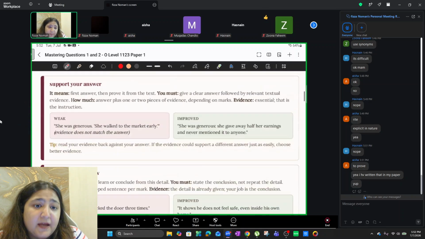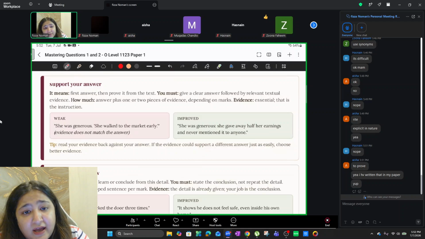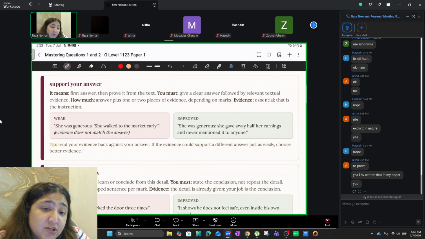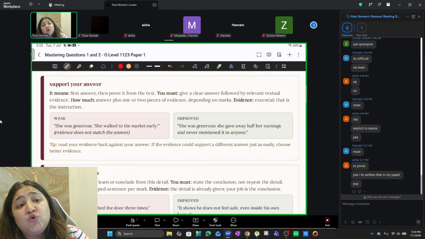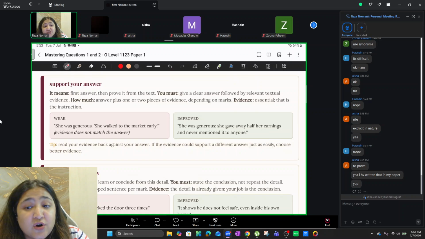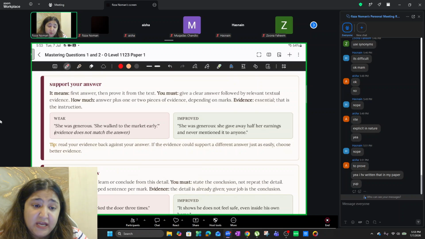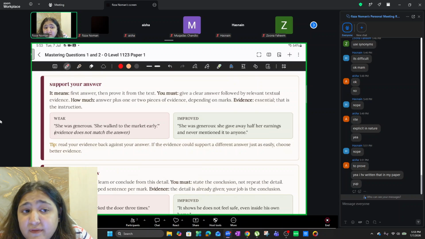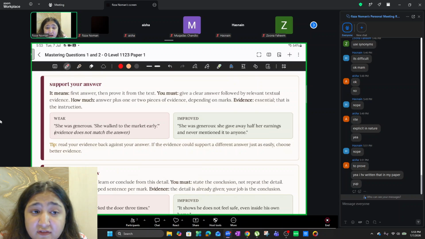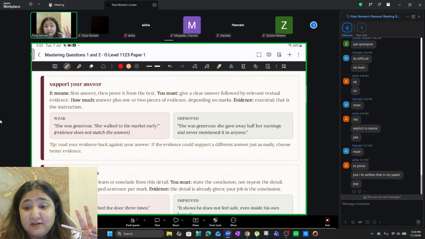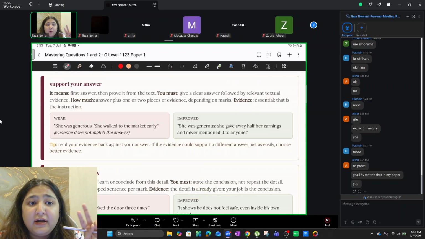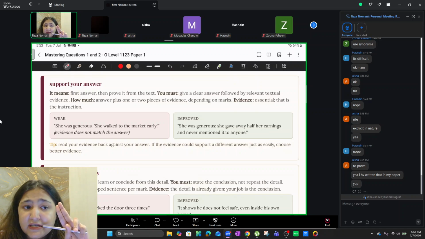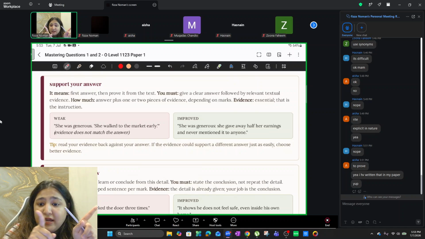Support your answer. It means first answer, then prove it from the text. You must give a clear answer followed by relevant textual evidence. How much? Answer plus one or two pieces of evidence depending on the marks. Evidence is essential because that is the instruction of the question mainly. Weak: she was generous, she walked to the market early. Evidence does not match the answer. It needs to match the answer. There needs to be cohesiveness. Coherence नहीं है. दोनों points, they are not coming together properly, right? एक इधर जा रहा है तो एक इधर जा रहा है, right?